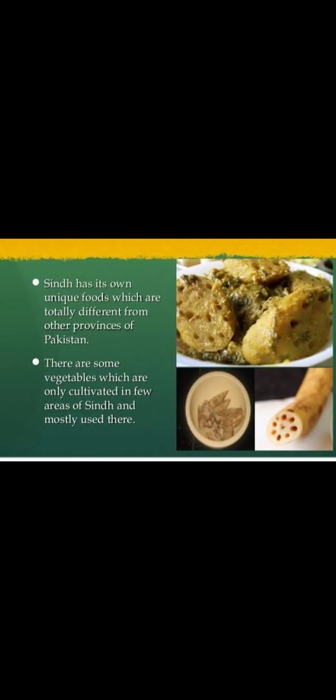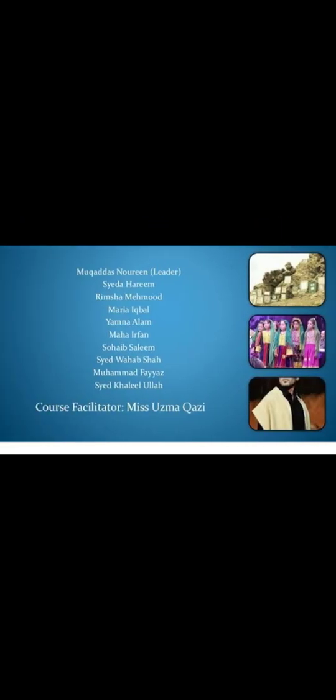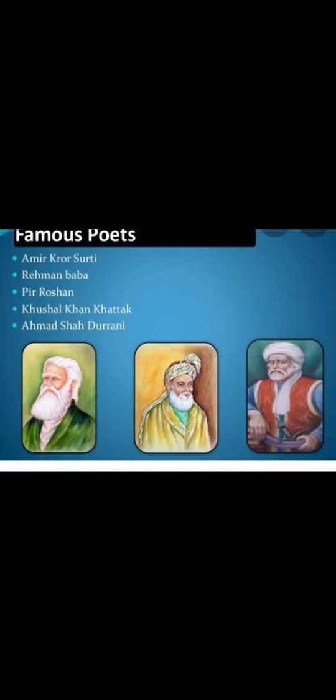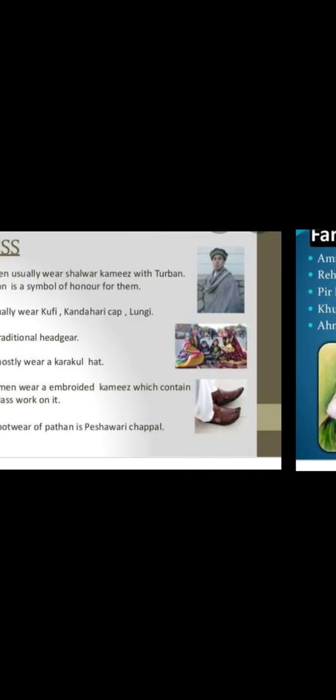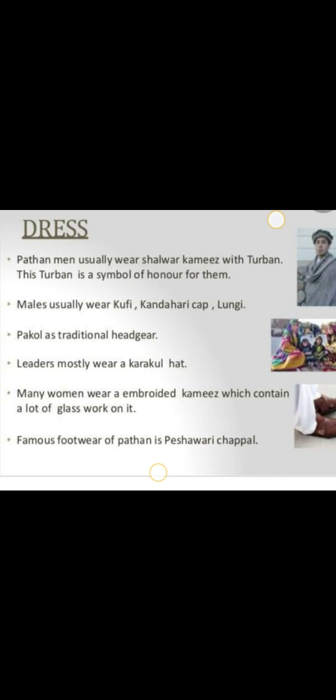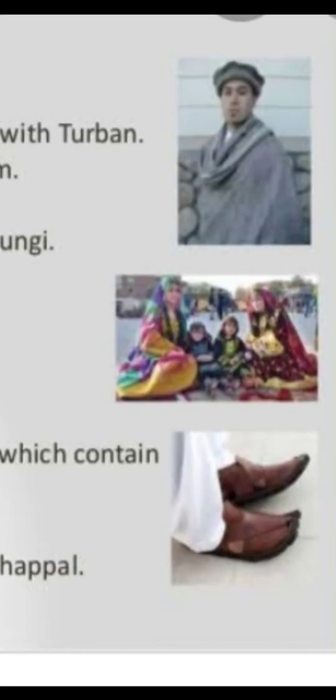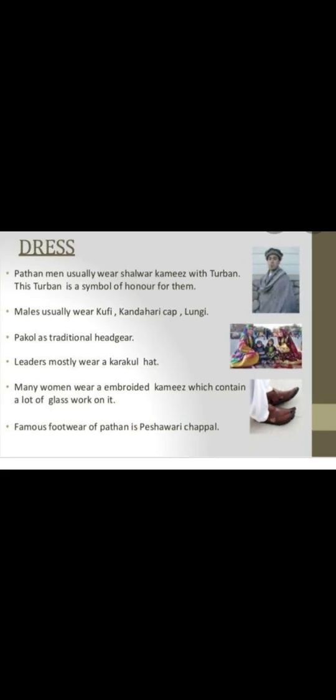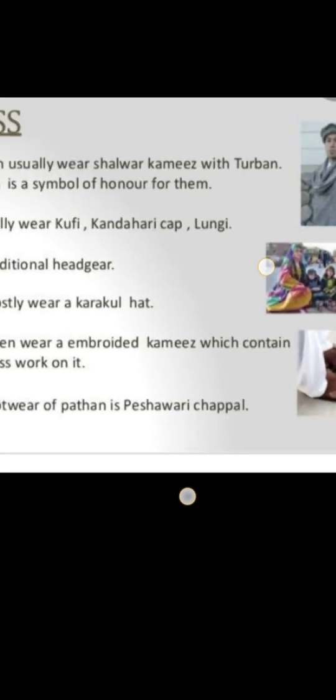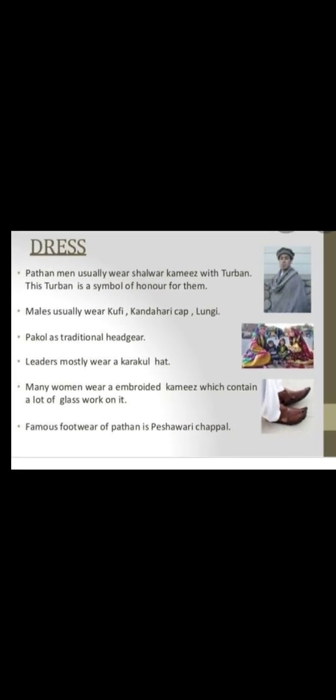Then we look at food. Sindh has its own unique food, totally different from other provinces of Pakistan. There are some vegetables cultivated only in a few areas of Sindh and mostly used there. So these were the culture and food of Sindh. Then we come to Khyber Pakhtunkhwa. They mostly wear shalwar kameez, and with it they wear a turban. Women mostly wear shalwar kameez with a lot of glass work on it.